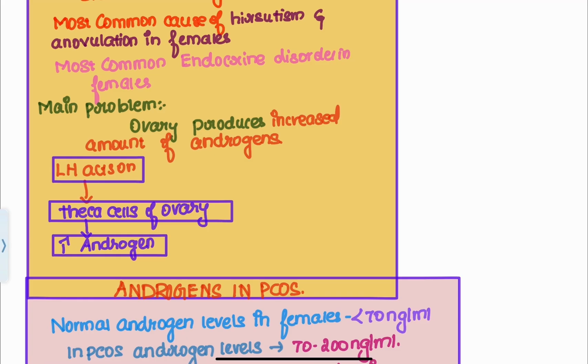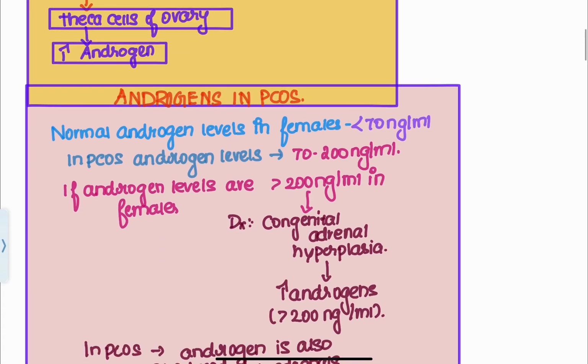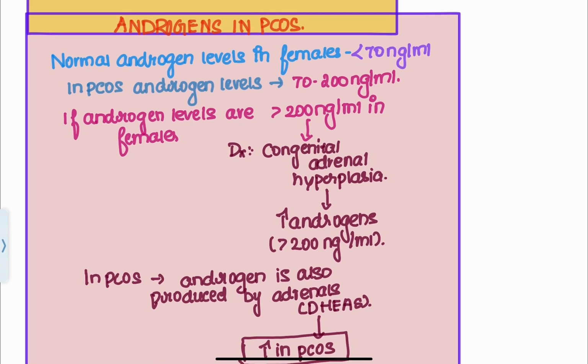So what do you mean? It means that the luteinizing hormone is actually increased in patients of PCOS. So only when the luteinizing hormone is increased in patients of PCOS, the increased amount of luteinizing hormone can act on the theca cells of the ovary, and therefore an increased amount of androgens will be produced in such a group of females. Right? Okay. Now, let's discuss androgens in PCOS.